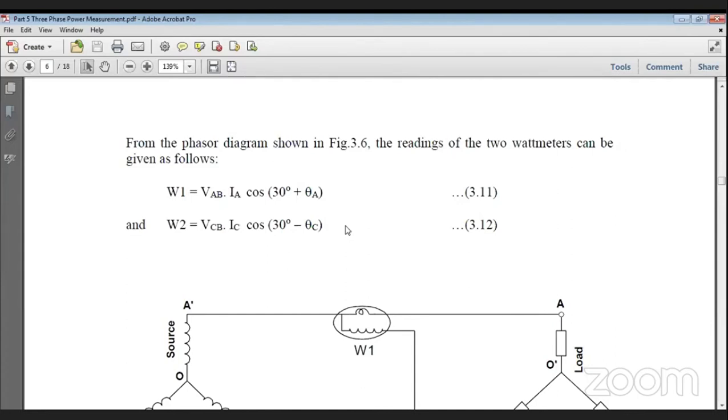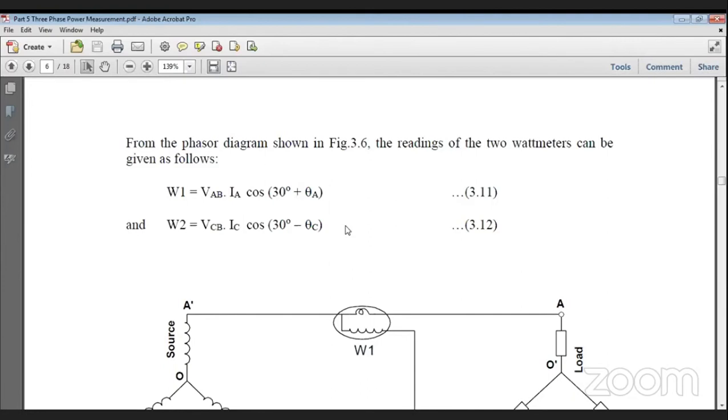That I have to get a new wattmeter. But no, it is a correct reading. Whatever you are getting is a correct reading. So please remember that in this 2 wattmeter method, 1 wattmeter showing 0 is not a wrong reading, it's a correct reading.